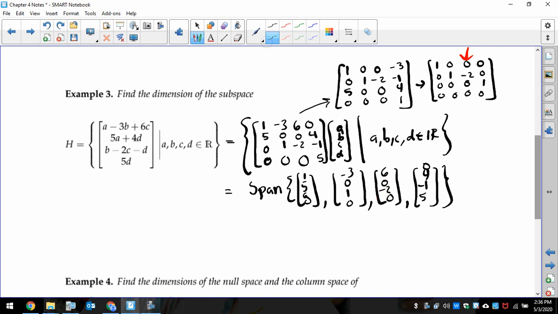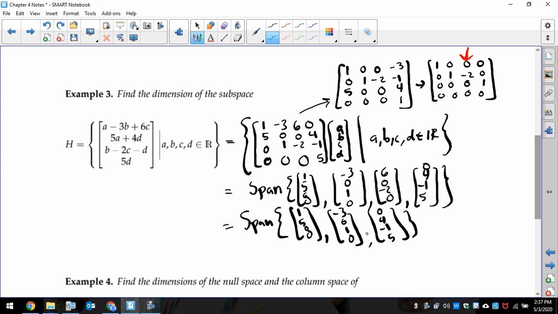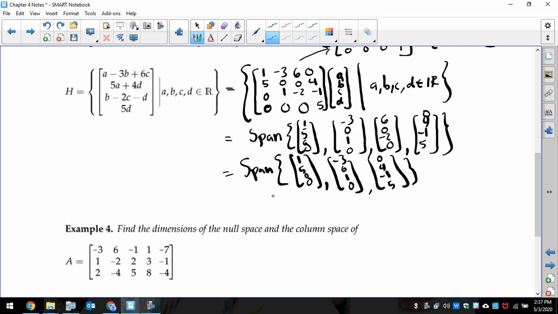So let's go ahead and say that this is equal to the span of (1, 5, 0, 0), (negative 3, 0, 1, 0), and we eliminated that one, so this is going to be (0, 4, negative 1, 5). All right, so here, this is a linearly independent spanning set. So this implies that this is a basis, which implies the dimension of H is 3.